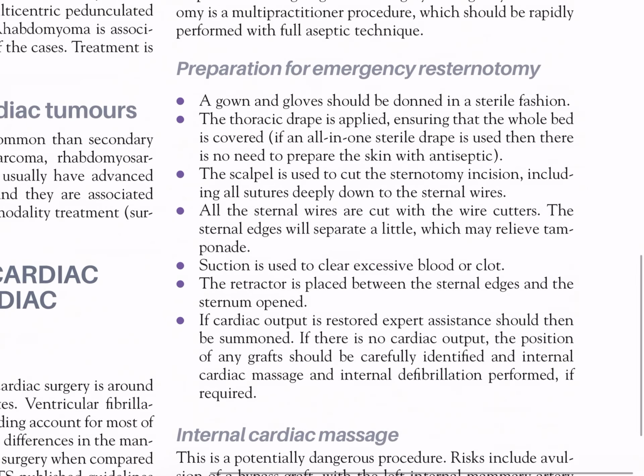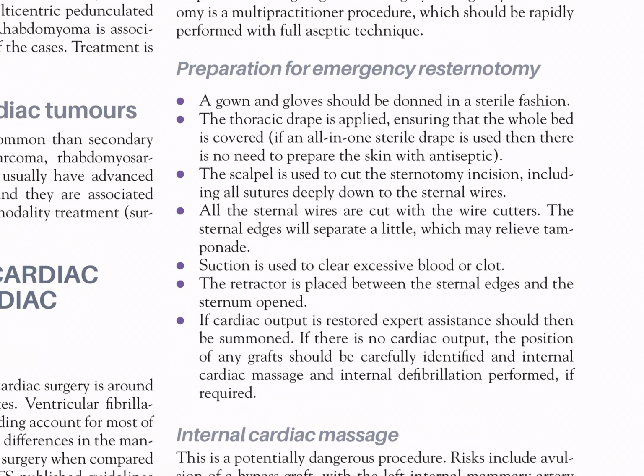Preparation for emergency resternotomy. A gown and gloves should be donned in a sterile fashion. The thoracic drape is applied, ensuring that the whole bed is covered. If an all-in-one sterile drape is used, then there is no need to prepare the skin with antiseptic. The scalpel is used to cut the sternotomy incision, including all sutures deeply down to the sternal wires. All the sternal wires are cut with the wire cutters. The sternal edges will separate a little, which may relieve tamponade.